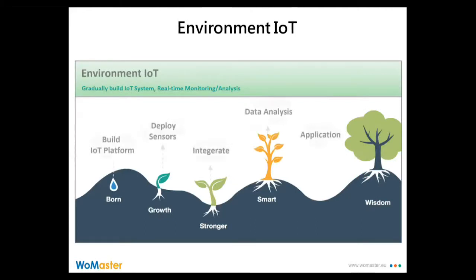So you have to build your environment control system step by step. First of all, build the platform. That means your cloud or your management system. Second, deploy the sensors, such as temperature, humidity, CO2, and others. And then you need to do the integration for real-time monitoring and data analysis. In the end, apply it to your application.